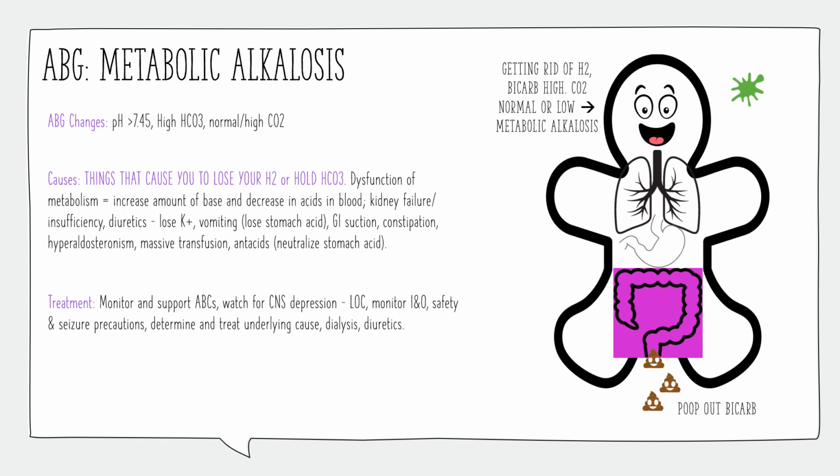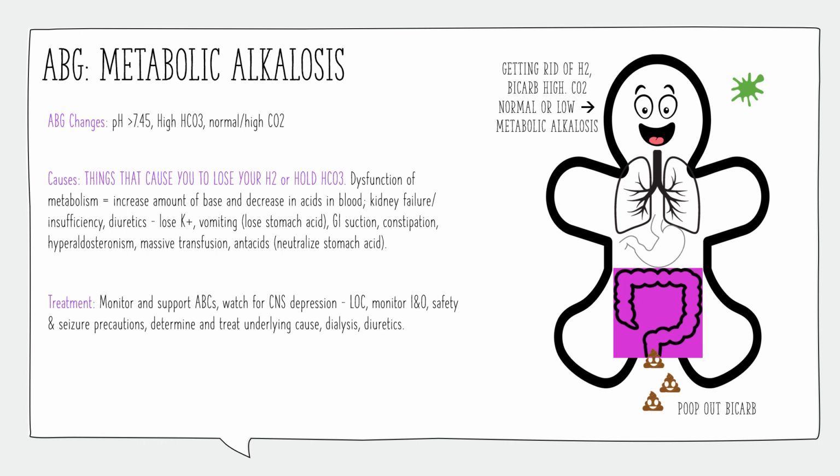All right, metabolic alkalosis. So alkalosis, your pH is going to be high, greater than 7.45. You're going to have high bicarbonate and normal to high CO2 potentially. When you think about metabolic alkalosis, you want to think of things that are going to cause you to lose your stomach acid and hold on to your bicarbonate. And remember, your bicarbonate primarily lives in your poop and kidneys. All right, so what's going to make you hold on to your poop and your bicarb? Constipation is a big one.